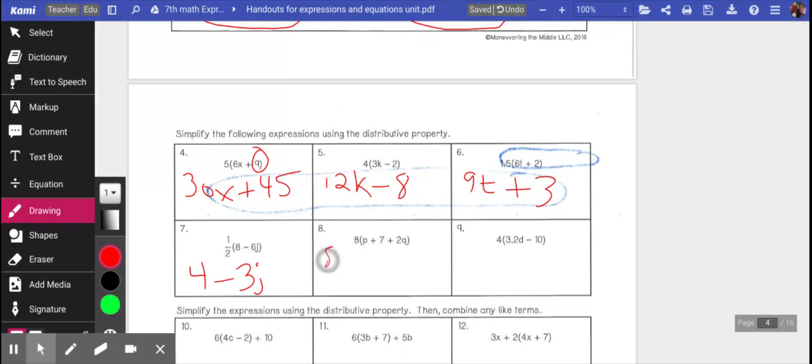8 times p. 8 times 7 is a positive 56. And then 8 times 2q is a plus 16q. 4 times 3.2d is 12.8d. 4 times negative 10 is a negative 40.